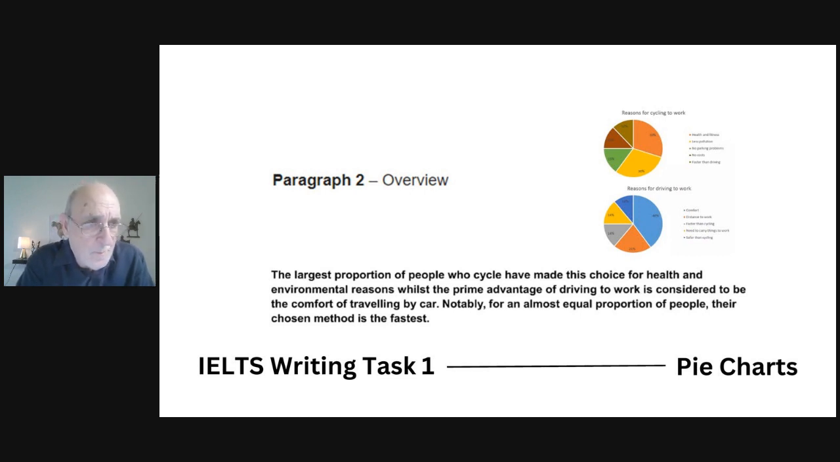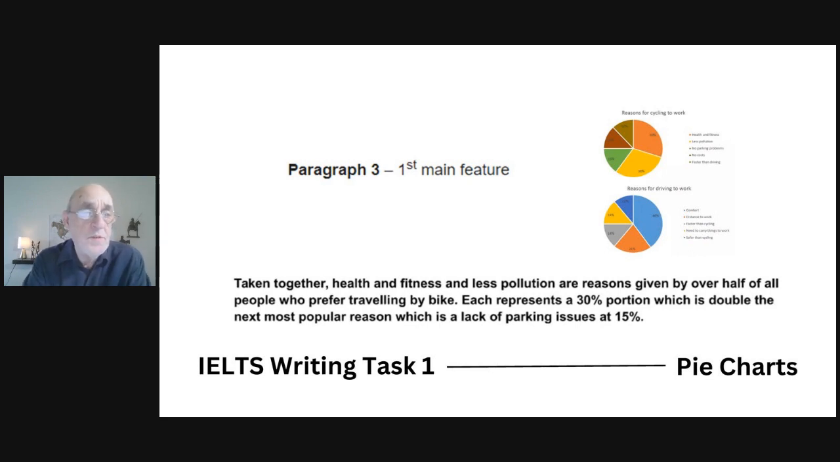choose to drive because they think it's the fastest. And this is a similarity between the two graphs, so we'll mention it in our overview. So again, our overview is not a long paragraph. It's only 2 sentences, but it gives a summary of what's going to come as we mention the details of our pie charts. And so in paragraph 3, we're going to choose the first main feature, and we're simply going to write about the pie chart that deals with cycling or traveling by bike.